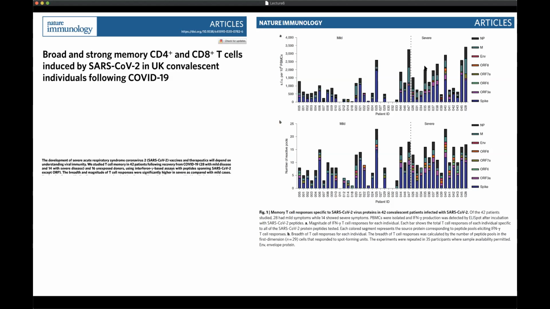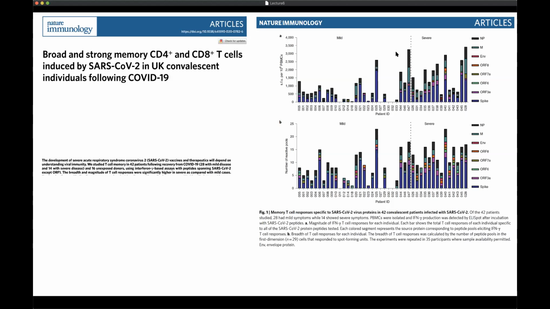So overall, just by eyeballing this, you can see that one, there were more T cells in the severe case than in mild. So this immune system had to work harder to deal with this disease. And there seems to be a broader response in general in severe disease. So there are more different colors.